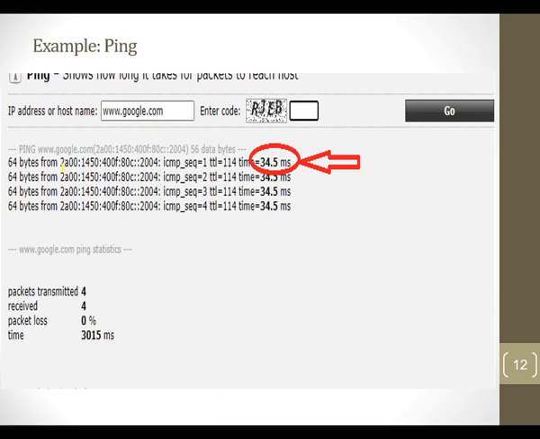In the figure, you can see the ping command being used to ping www.google.com. 4 packets were sent and 4 replies were received. One of the values obtained by the ping command is the round-trip delay time.